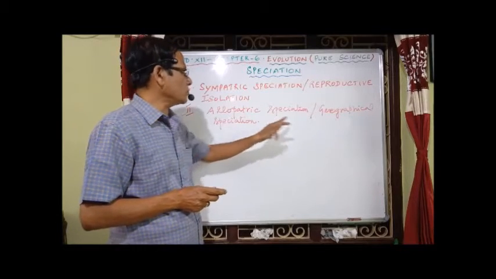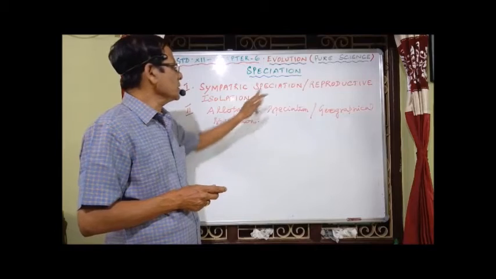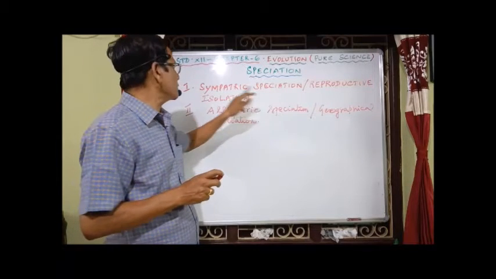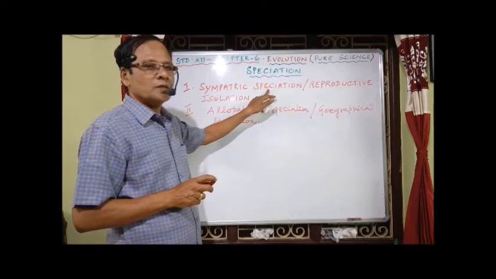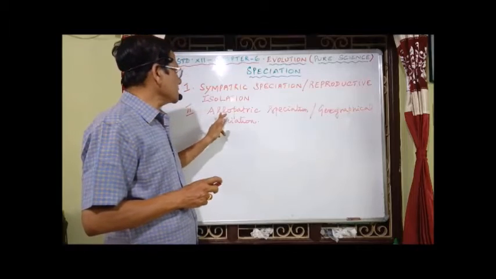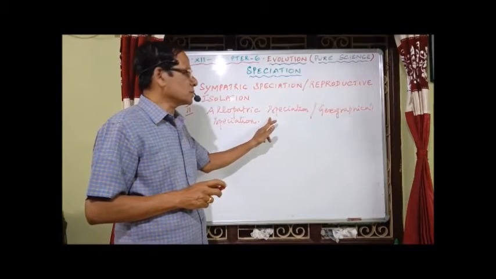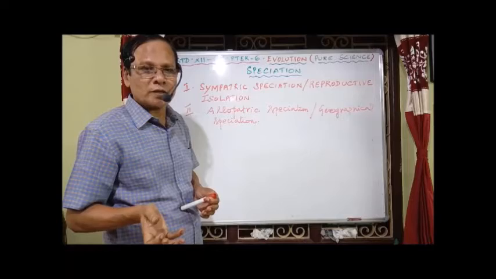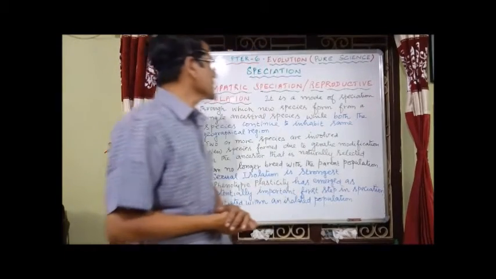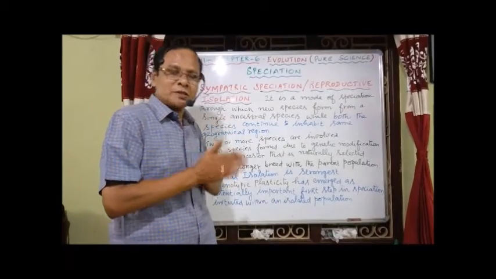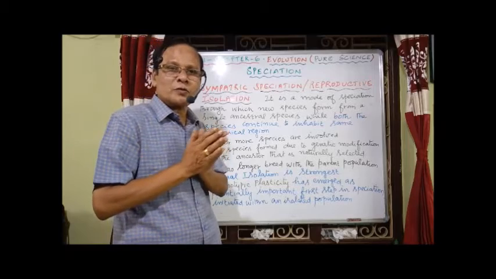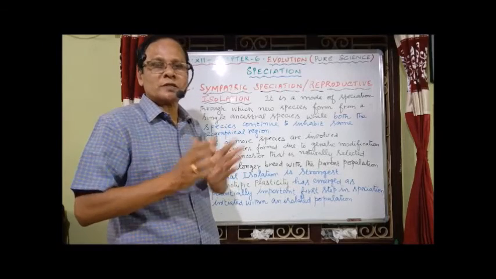Here we have geographical isolation, and in sympatric speciation there is no geographical isolation, only reproductive isolation. So the formation of sympatric species resulted only by reproductive isolation, whereas the formation of allopatric species resulted because of both geographical and reproductive isolation. What is sympatric speciation? It is a mode of speciation that resulted because of reproductive isolation but not geographical isolation.